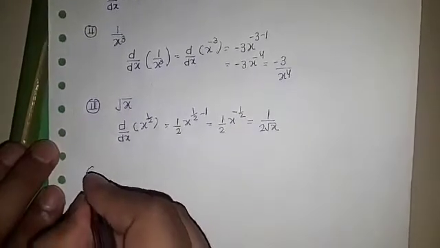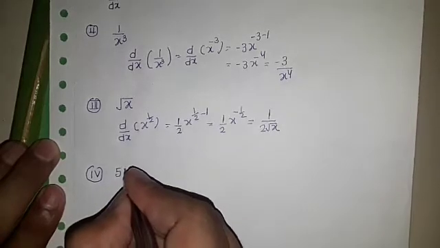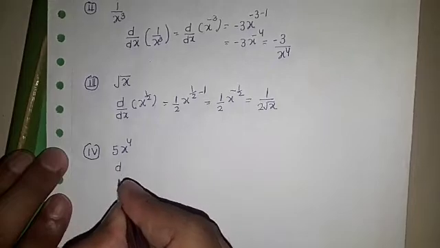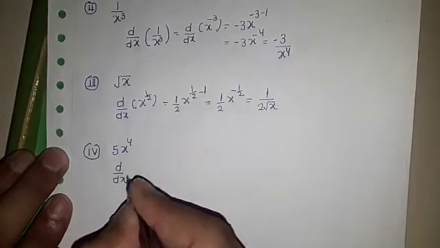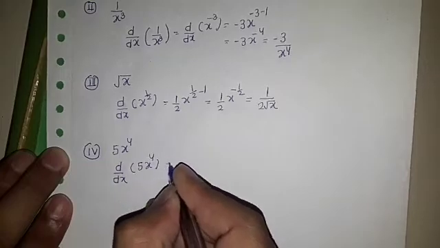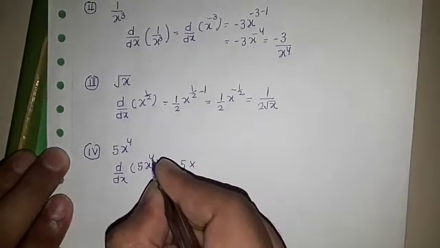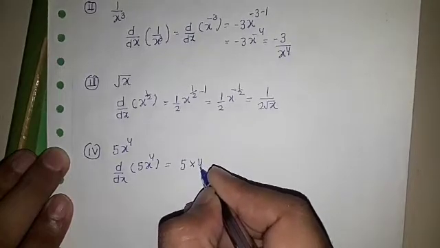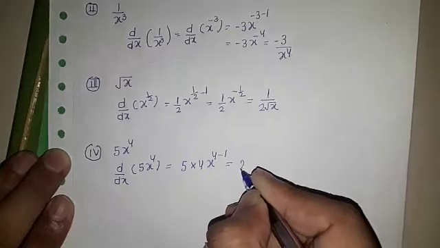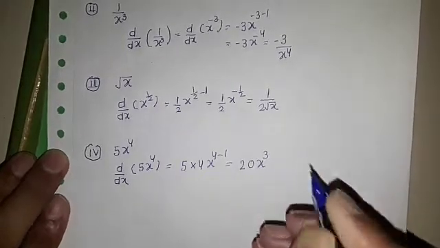Problem number fourth. Here we have to differentiate 5x to the power 4 with respect to x. So we write d by dx of 5x to the power 4. So this is 5. Here n is equal to 4. So we can write 5 into 4 x to the power 4 minus 1. So it is 20x to the power 3.